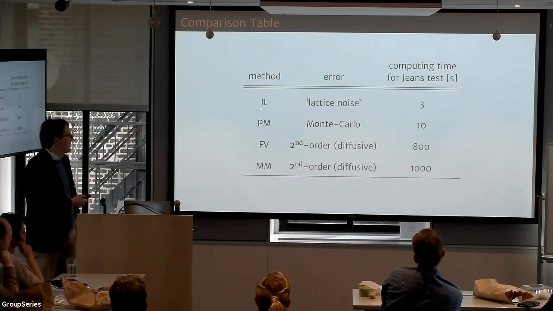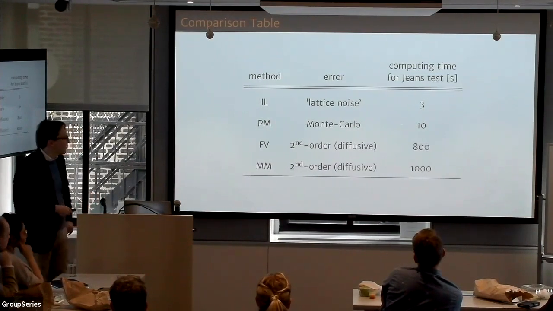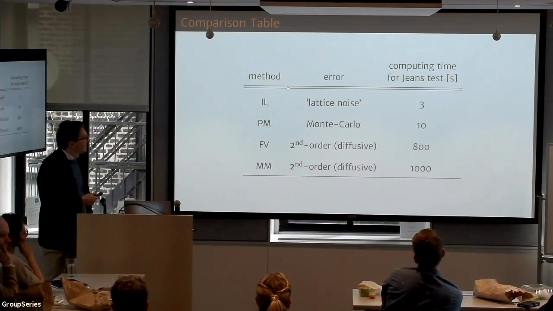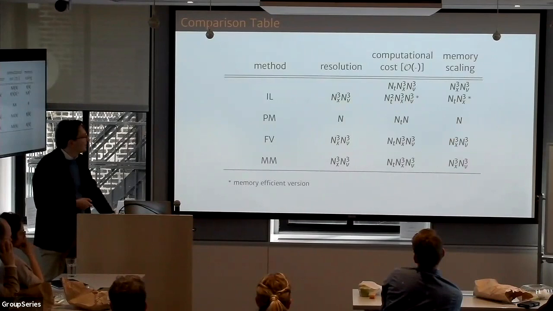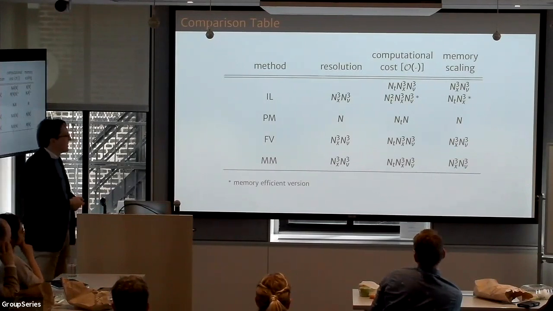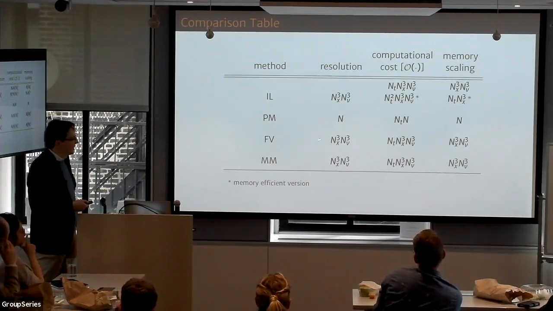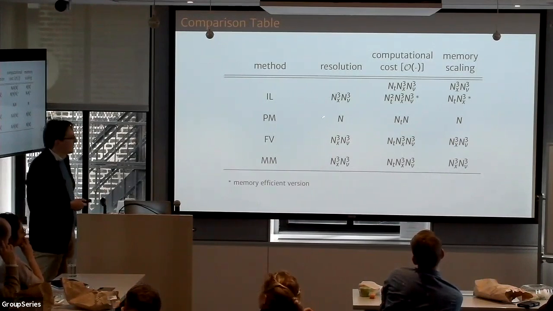Yeah, so here are some compute times. In this case, the compute time is a factor of 3 smaller for the integer lattice compared to n-body, but I'm not claiming that I've optimized my code. Of course, there might be ways to improve these things, but generally, this is a very simple and elegant method to implement. And so in terms of computational cost, integer lattice is similar to finite volume because you've discretized space and velocity. Particle mesh scales as the particle number.